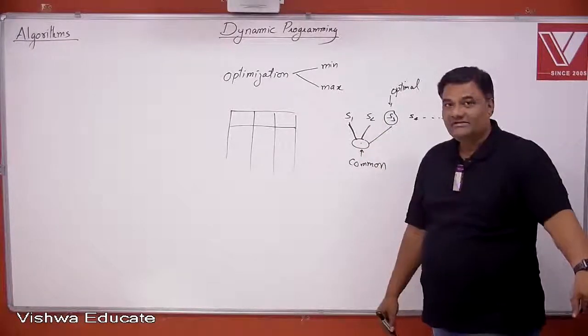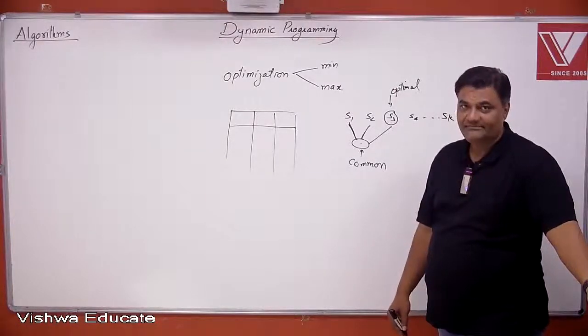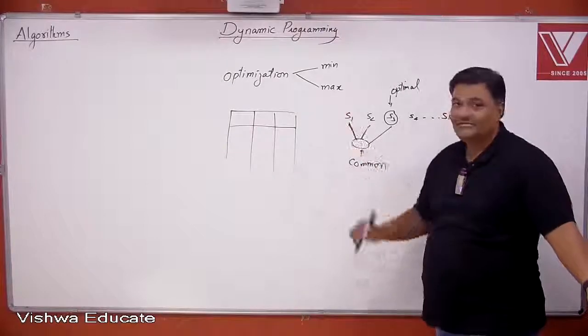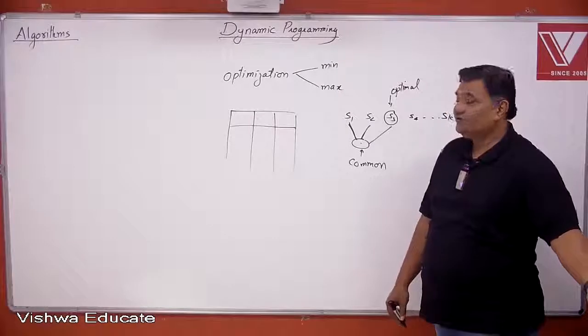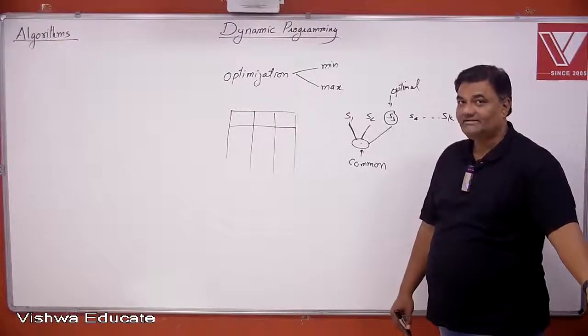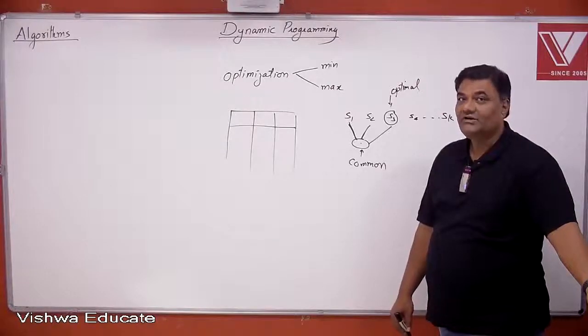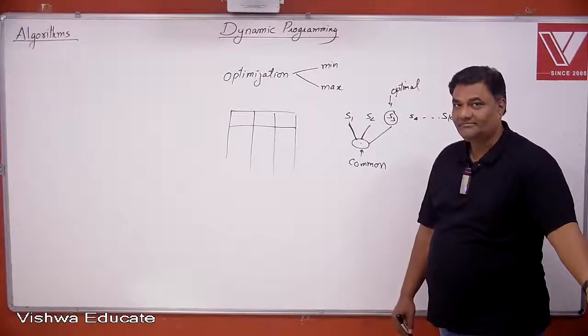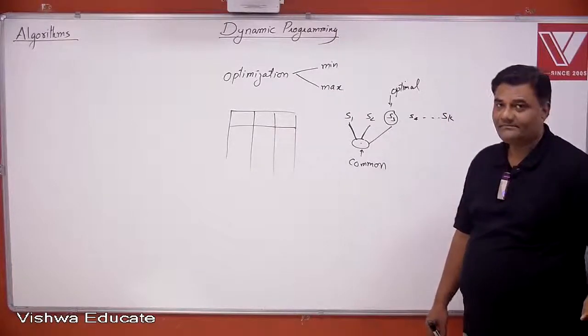Dynamic programming is a strategy for solving a problem using the tabular method. That's why it is called dynamic programming. Second point, it is used for solving optimization problems, that is, either minimization or maximization.